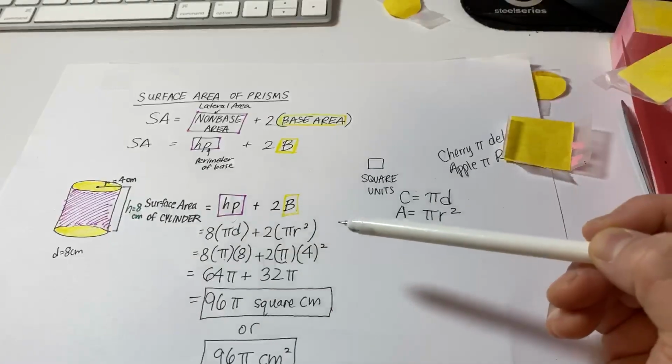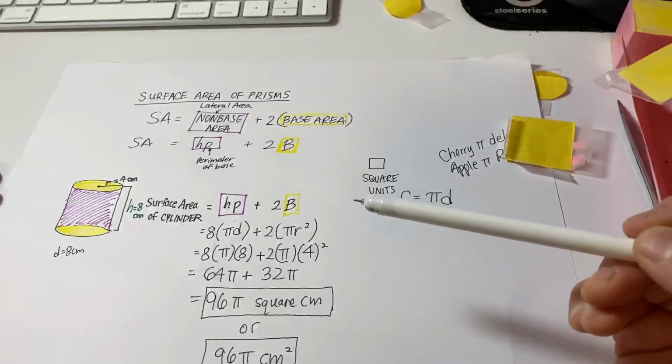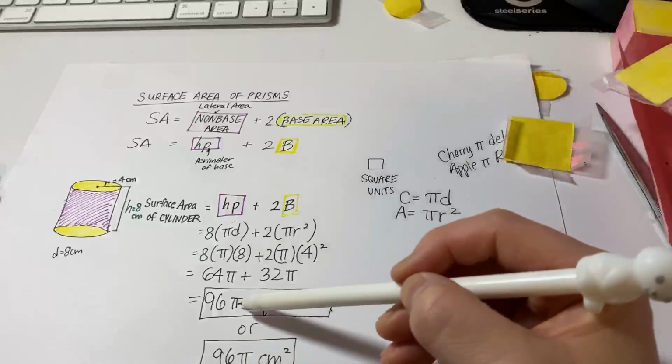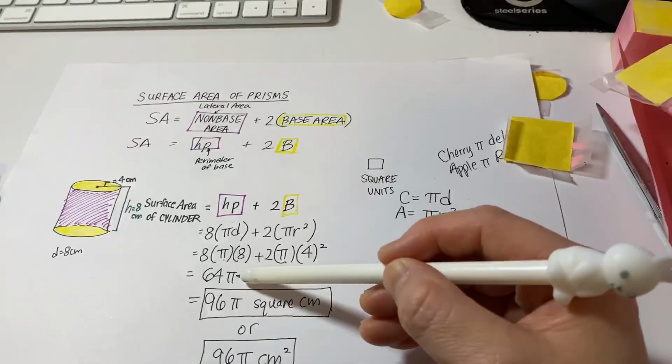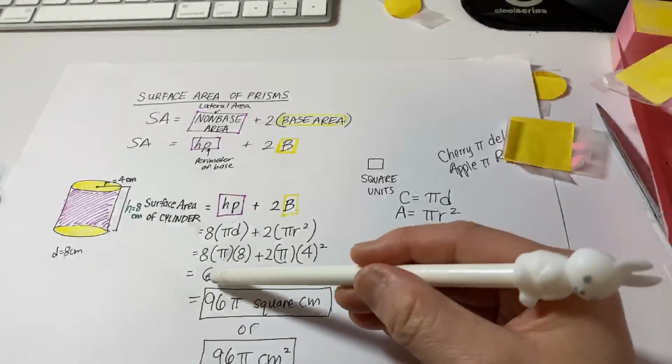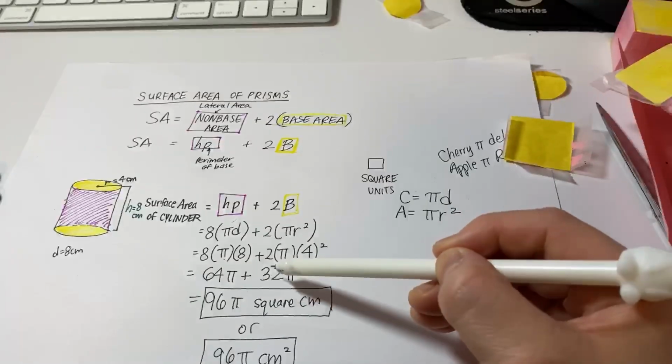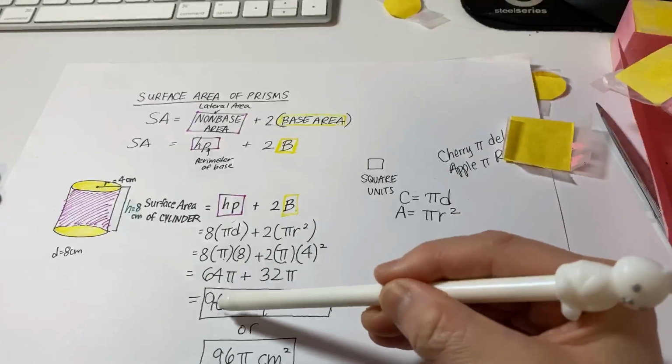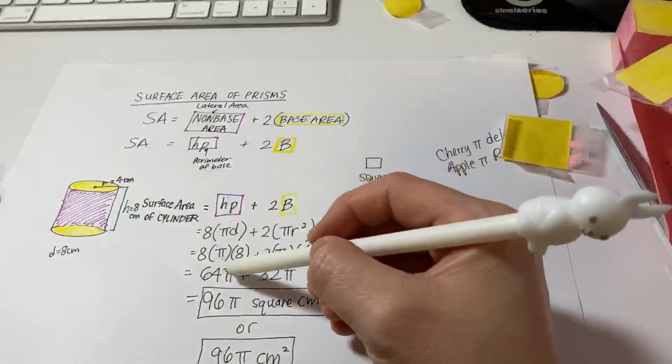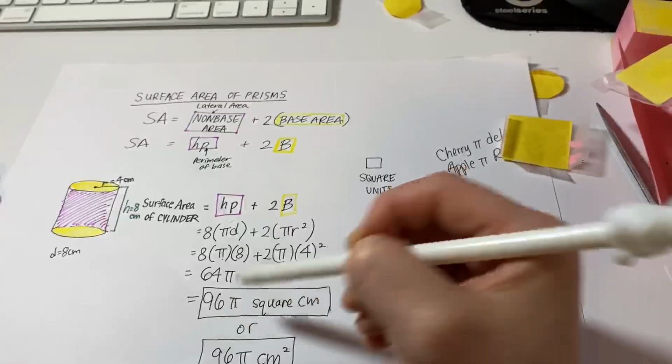Now, in some questions on the regents, they do tell you to leave your answers in terms of pi, so we're going to leave our pi there. Pi is like a variable. So if I said 64x plus 32x, that would be 96x. But in this case, our variable is pi.